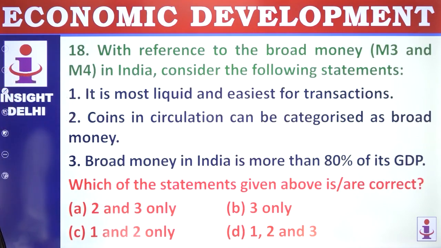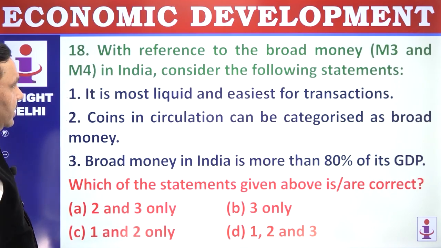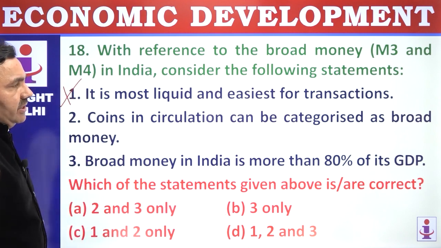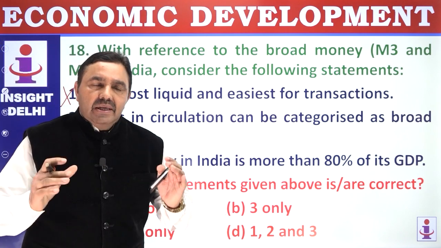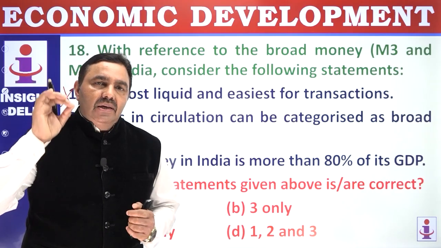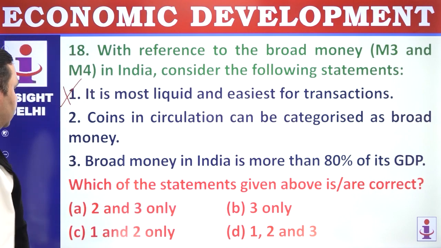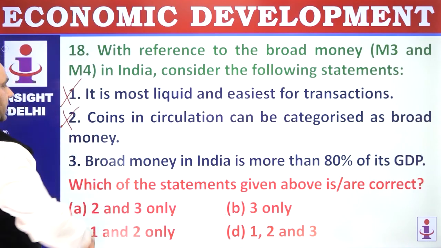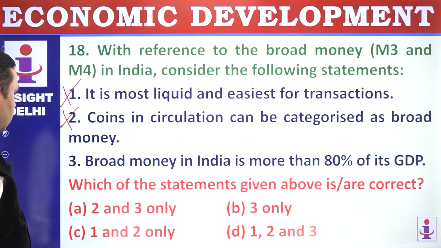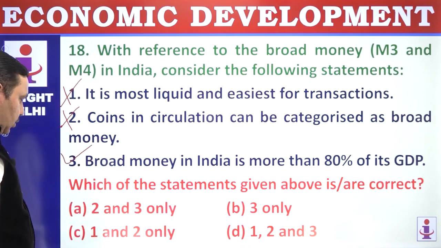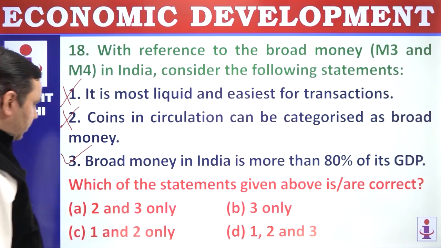With reference to the broad money M3 and M4 in India, consider the following statements. It is the most liquid and easiest for the transaction. No, it is the least liquid. Narrow money is the most liquid, M1, M2, and broad money is the least liquid, M4 is the least liquid among all these categories. Coins in circulation can be categorized as narrow money. Narrow money is the money with public, money in current account and money in saving accounts. Broad money in India is more than 80% of GDP. That's correct. 1 and 2 are wrong here. How many are correct, or which one is correct? Only 3.